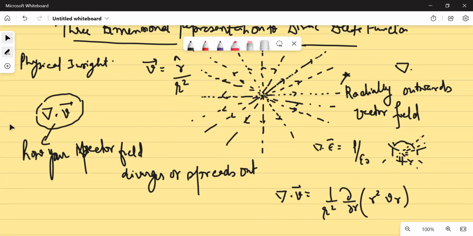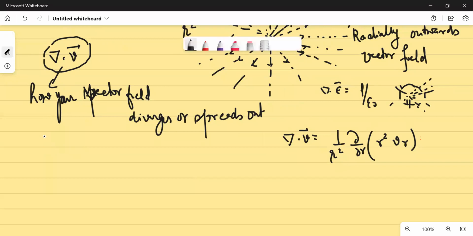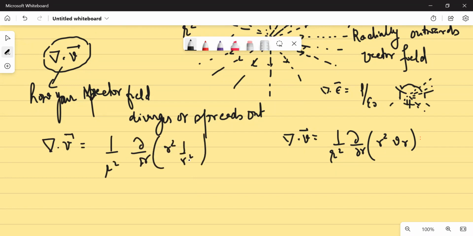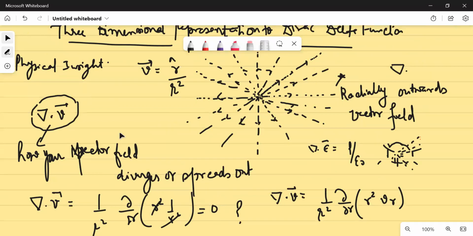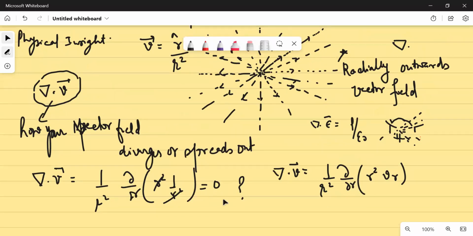So if you try to find the divergence of r cap, what will you find? The divergence of the v vector would be 1 over r square, then del by del r of r square into 1 over r square, and that will be 0. Surprisingly, what you expected doesn't come out here. You expected that this radially outwards vector field should give some positive divergence value. But in fact, you found that this value is 0.